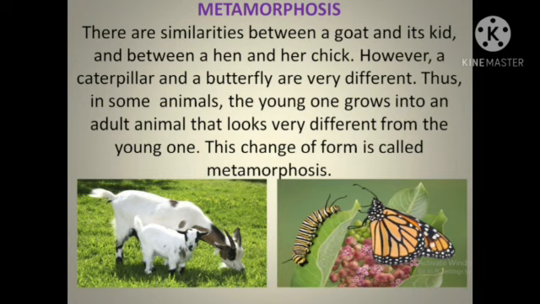Metamorphosis. There are similarities between a goat and its kid, and between a hen and her chick. However, a caterpillar and a butterfly are very different. Thus, in some animals, the young one grows into an adult animal that looks very different from the young one. This change of form is called metamorphosis.